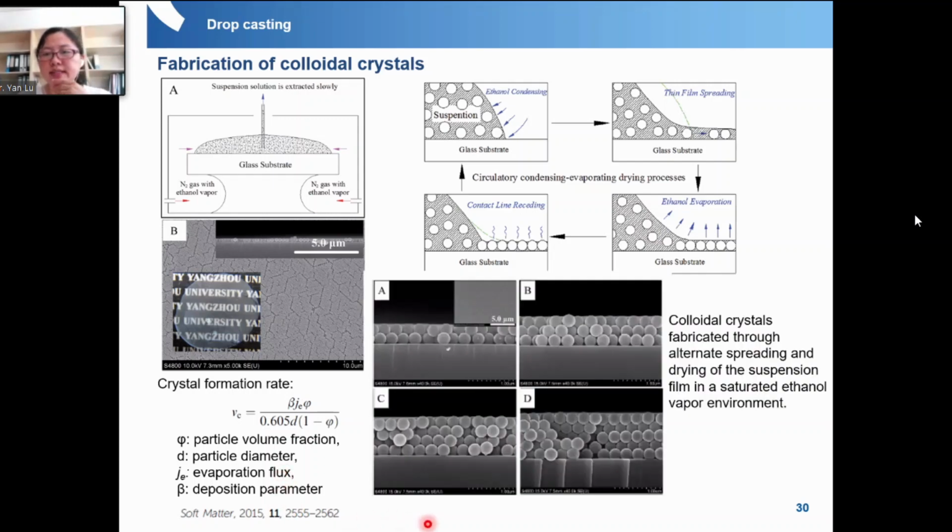And so you can see they have also tried to tune or change the spreading and drying process of the suspension, and they can even control two layers of the particles, or three layers, or four or five. So you can get a kind of multi-layer crystal film formed on the substrate.